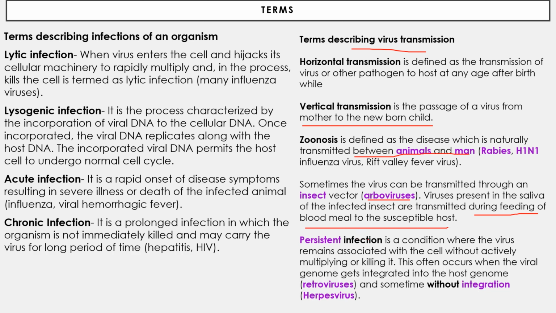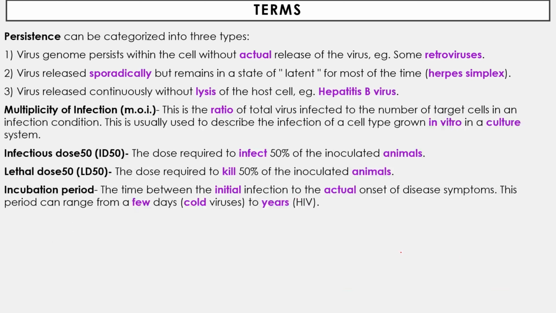Then we have your persistent infection. This is a condition where the virus would remain associated with the cell without actively multiplying or killing it. This often occurs when the viral genome gets integrated into the host genome, seen in retroviruses, and sometimes without integration, seen in herpes viruses.